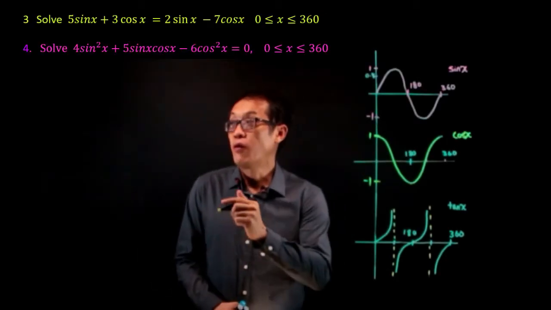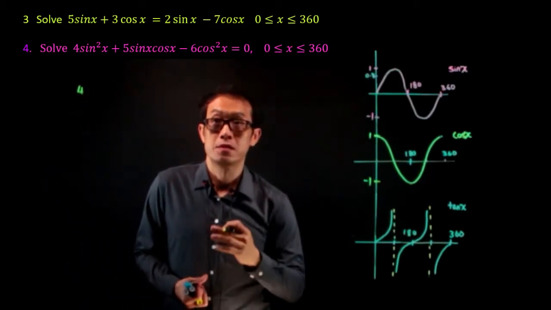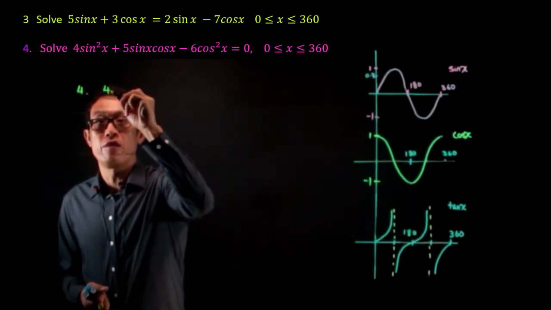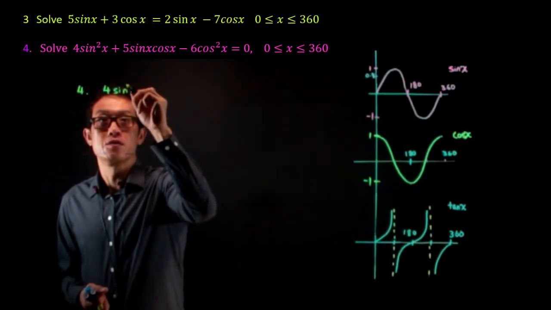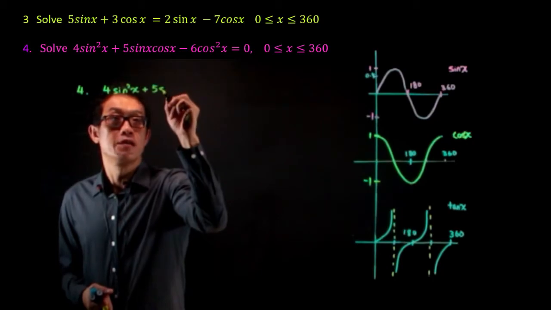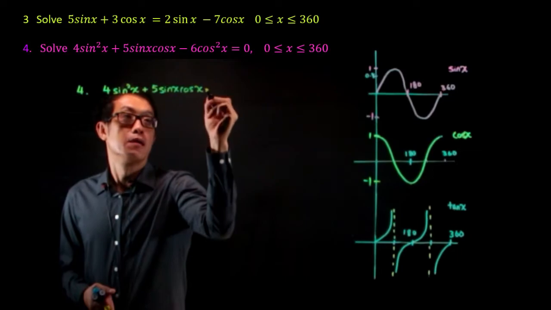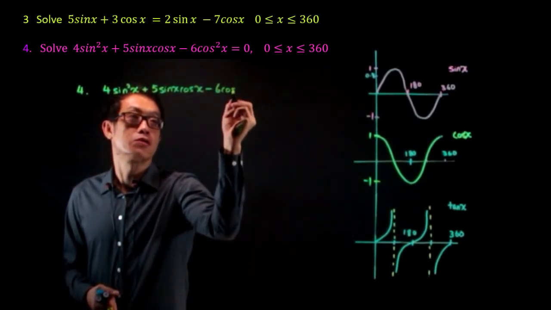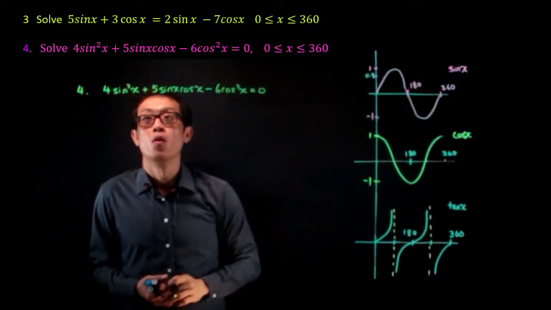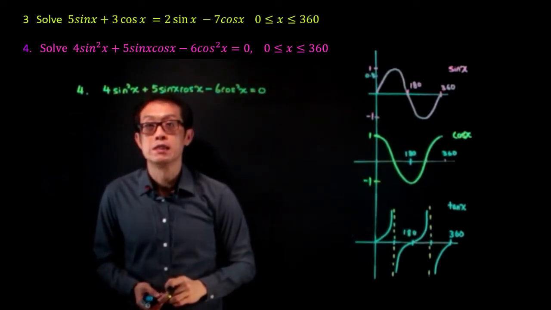Now in question number 4, you're given this equation and you are asked to solve it. So you have 4 sine square x plus 5 sine x cos x minus 6 cos square x equals to 0. And x is between 0 to 360.